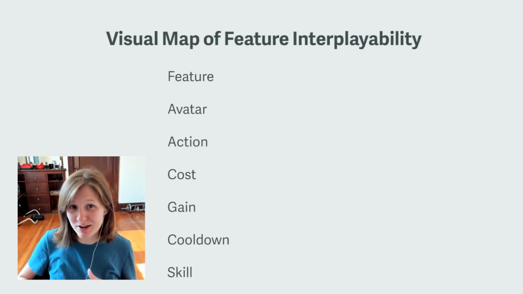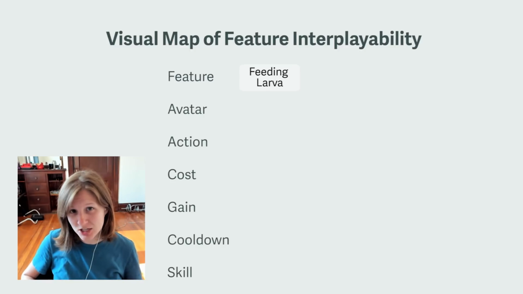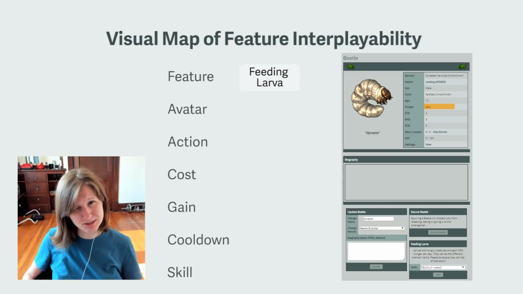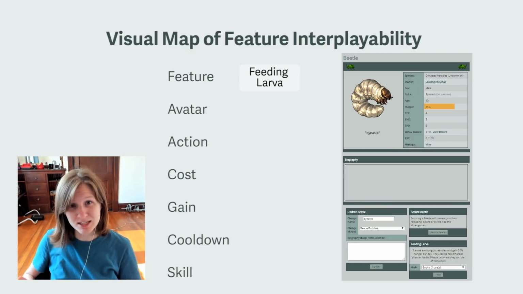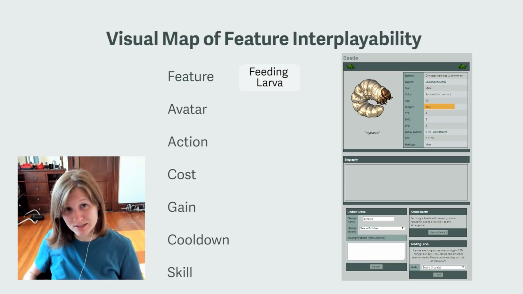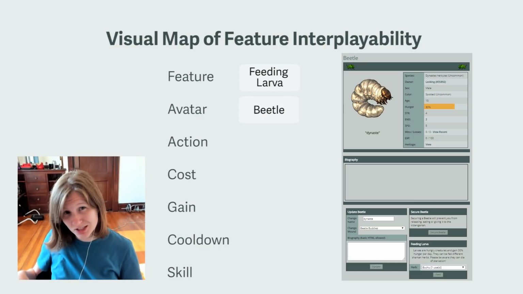So here's a visual map of how it's going to work. To start off, we have the name of the feature. Now in Lioden, they actually organize each individual feature on their own page. So this is a lot easier to do, so the feature name is just going to be the site page name. So feeding larva. This is in the larva page where you go through your beetles, feeding larva. And the avatar that's affected is a beetle. That's the character, the object that's doing the action. The action is the actual thing that the user does, the click, and that is herb select, feed.